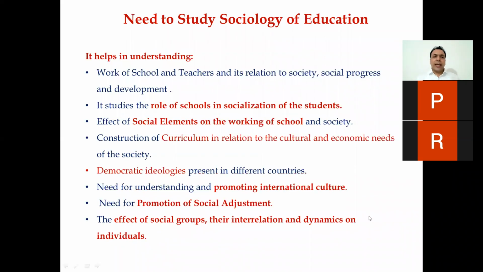Next we discuss the need to study sociology of education. Okay, once this concept is clear to you, what is the need to study sociology of education, the concept of sociology of education will be more clear to you. Okay, what is the need to study sociology of education? Your paper 2, semester 2nd, sociology of education.